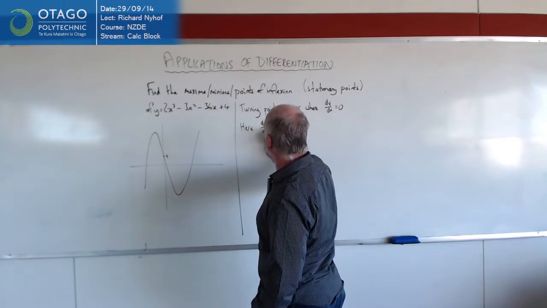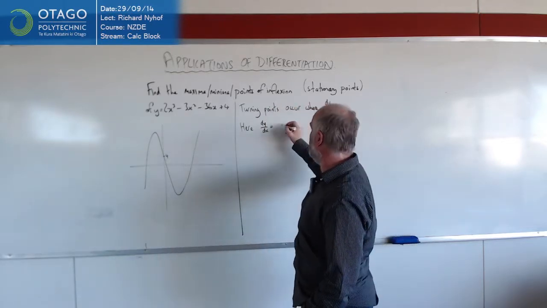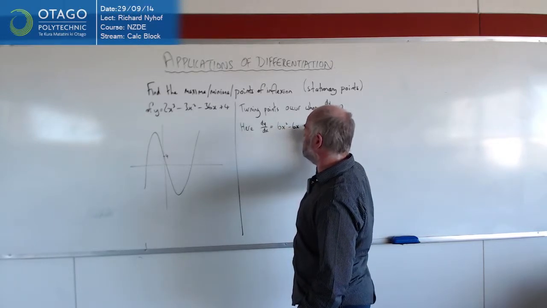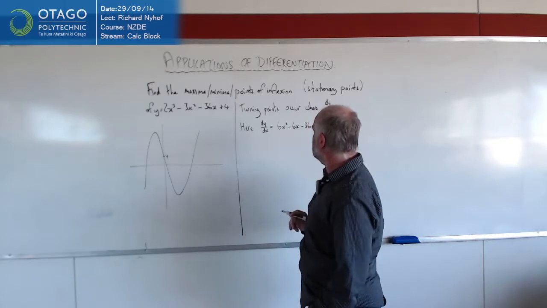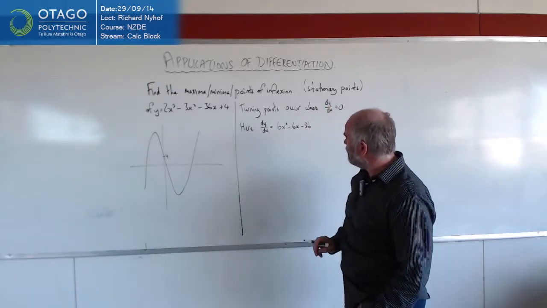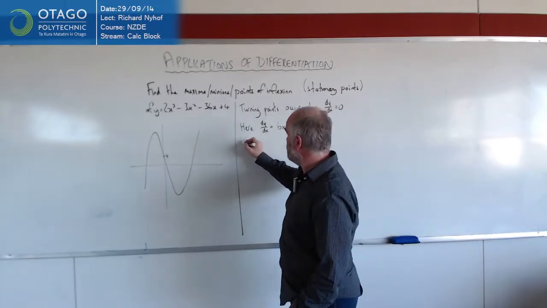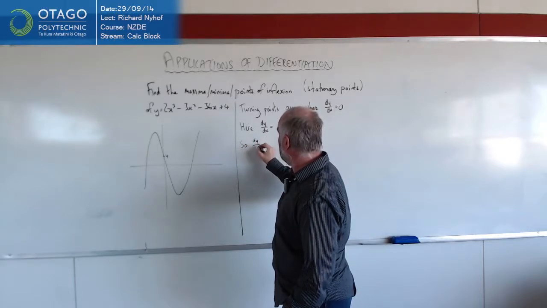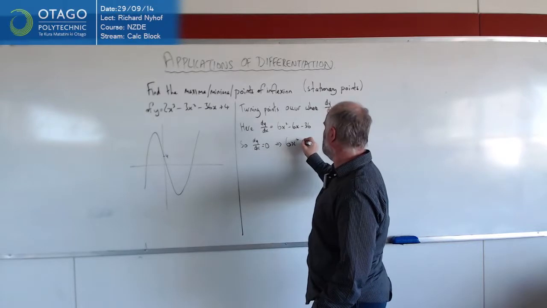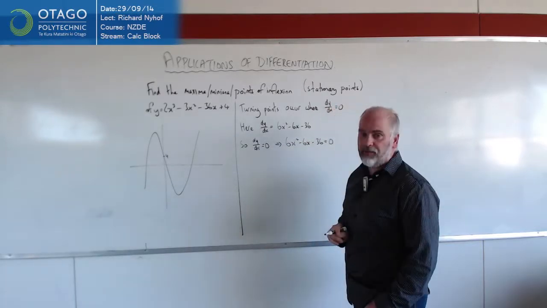So dy by dx, which I need to make the equation work. If I differentiate this thing, what do I get? I get 6x squared minus 6x minus 36. Okay, so that's the derivative of this function. And then I know that turning points occur where that equals 0. So dy by dx equals 0 means that this thing has to equal 0. Yep, and then it's just a matter of solving that.